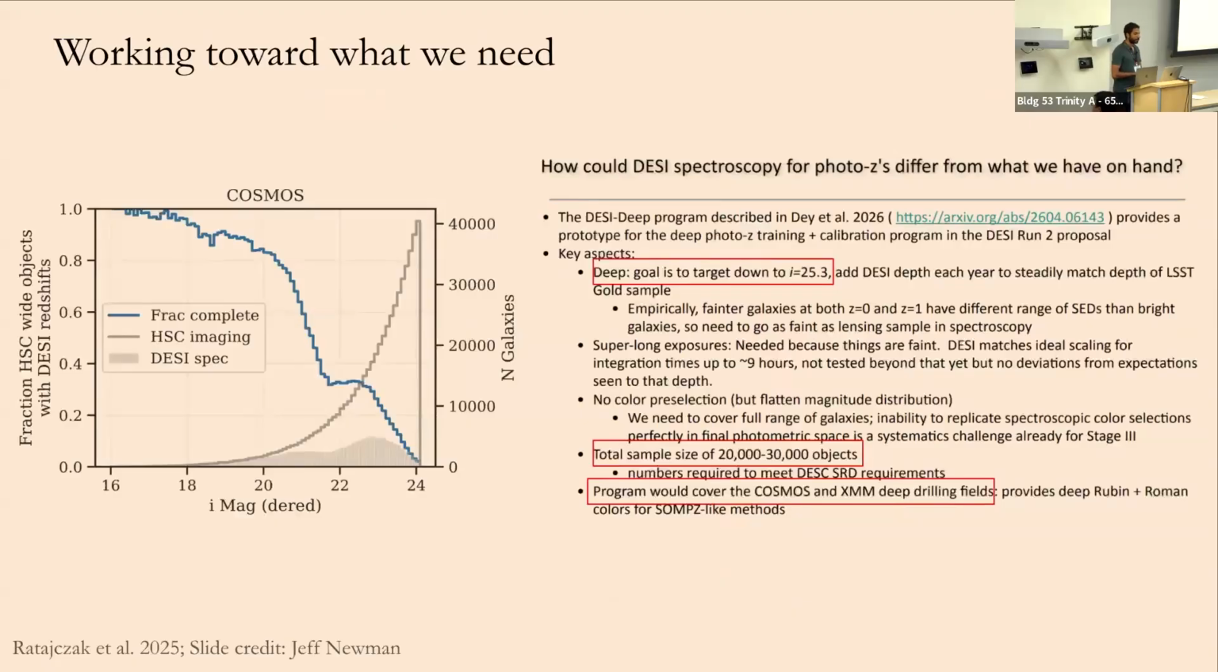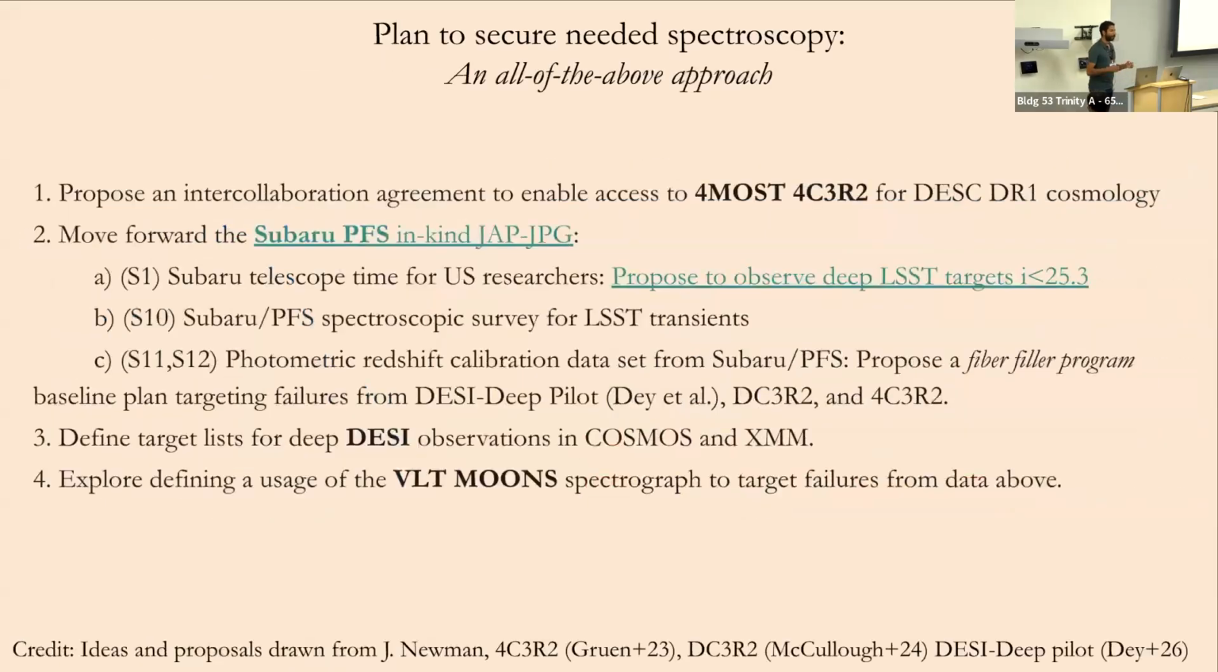And so one important aspect of how to achieve this is by using DESI in the equatorial Rubin deep drilling fields, COSMOS and XMM. So getting samples down to i of 25.3, roughly 20,000 to 30,000 objects, and covering 2 deep drilling fields, not just 1, in order to get the sample variance in that sample down to requirements. And so we've been trying to organize the resources available and how we might take advantage of them to achieve DESC's science goals long term. So I think we can call this something like an all-of-the-above approach.